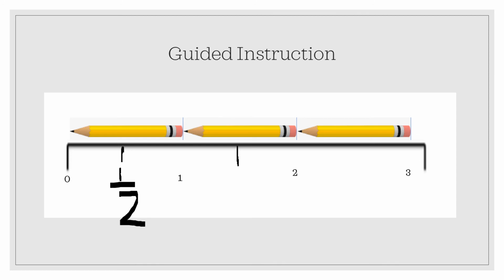So here's another half of this pencil, and it's more than 1 because we've passed the whole number 1, one whole pencil, and half a pencil. So this will be 1 and a half. This mark points out halfway between 1 and 2, 1 and a half.